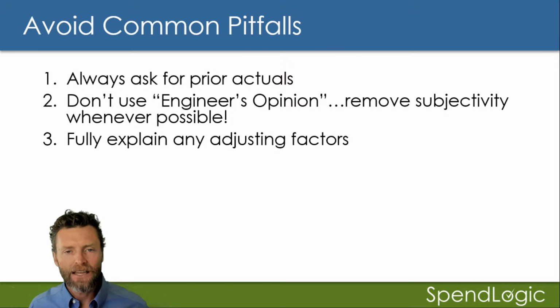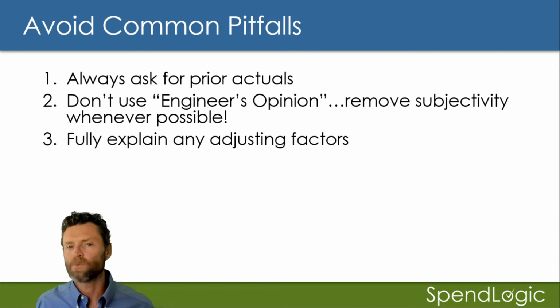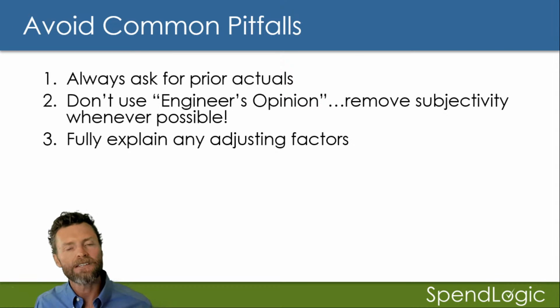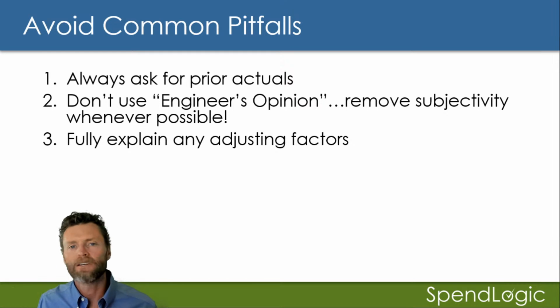Third, fully explain any adjusting factors. In this particular case, we didn't have any. But let's say that last time it was 575 hours, and this time we included a 25% increase because of complexity. So not only do you have to explain why it's more complex, but you also need to explain where that 25% came from. Not just that you applied it, but how did you determine that 25% is the correct complexity adjustment? You've really got to dig into the nitty-gritty details, and this is what makes cost analysis so time-consuming.